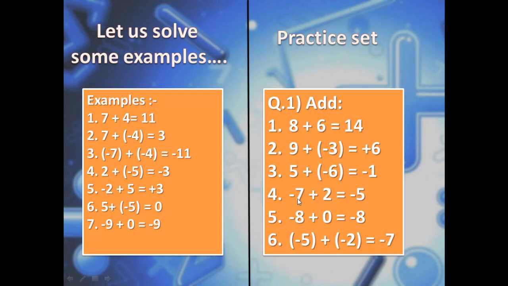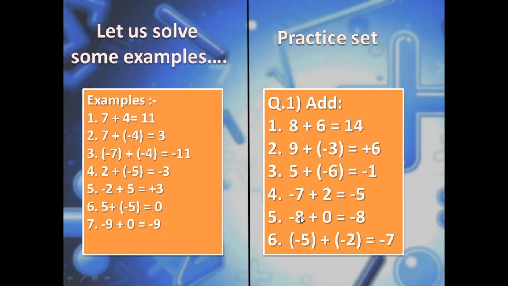Fourth one, I have negative 7 and positive 2. Again opposite signs. It is easy now. Opposite signs means always subtract the numbers. So 7 minus 2, it is 5. And which is the bigger number? 7 is the bigger number. And we have a negative sign. Put negative 5.